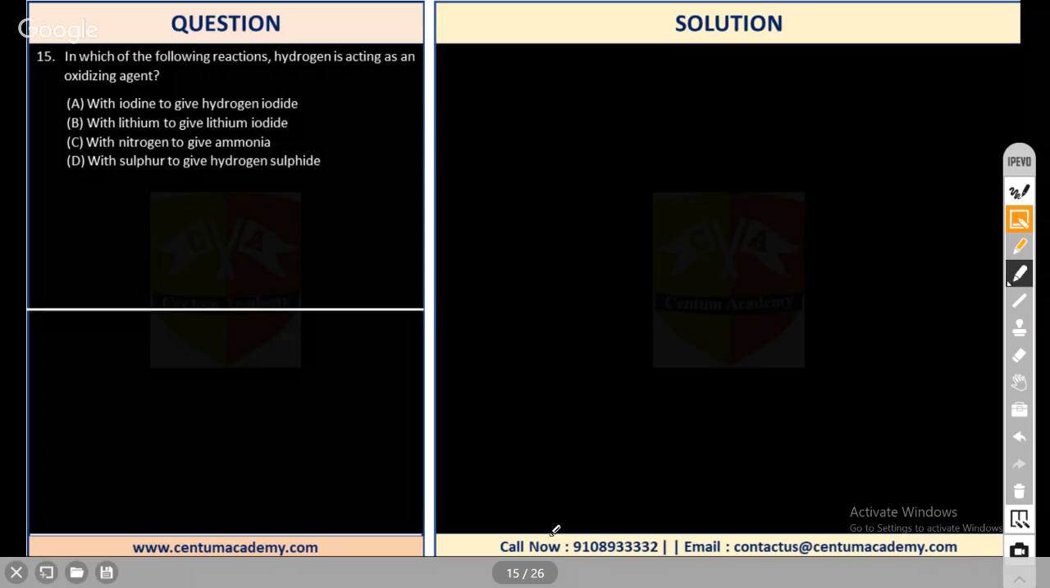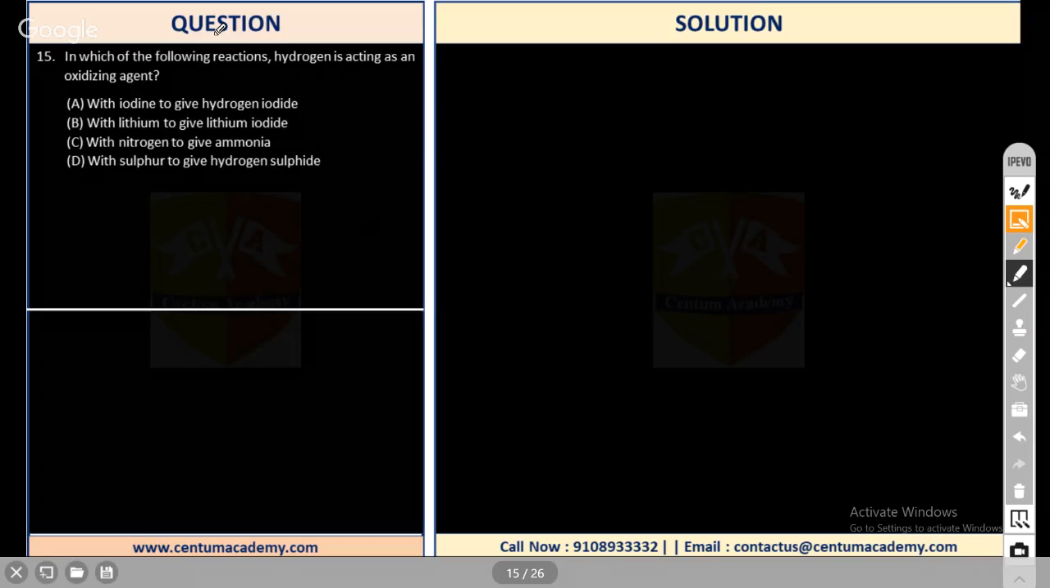What is this? I think with lithium it gives lithium iodide. I think something is wrong here. It should be lithium hydride. Why? I'll tell you this. Yeah, there's a mistake in this question.